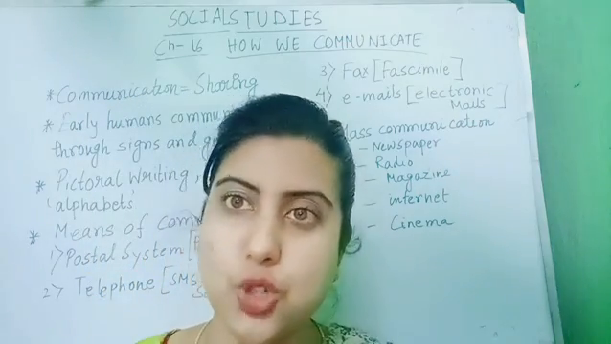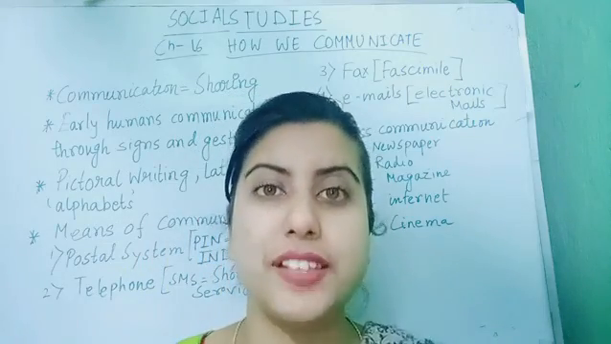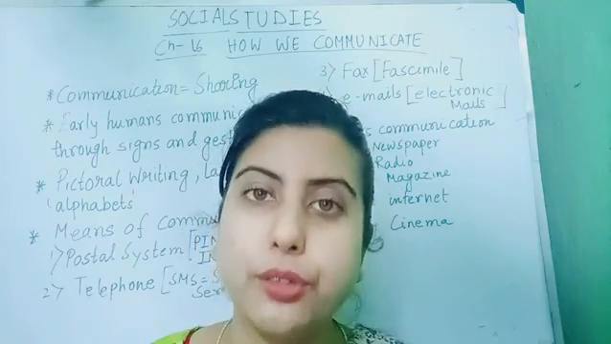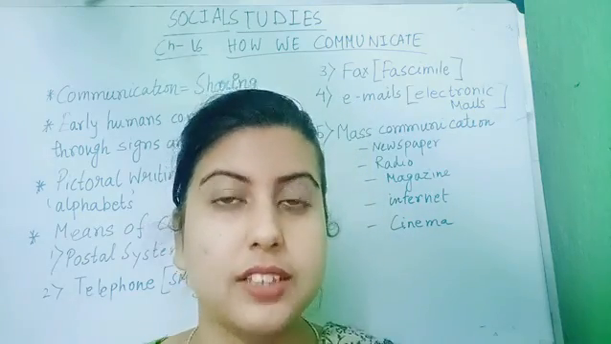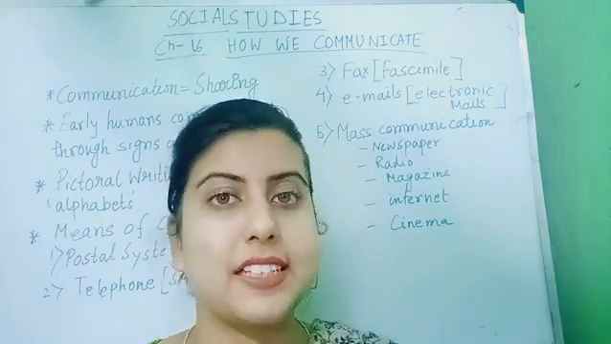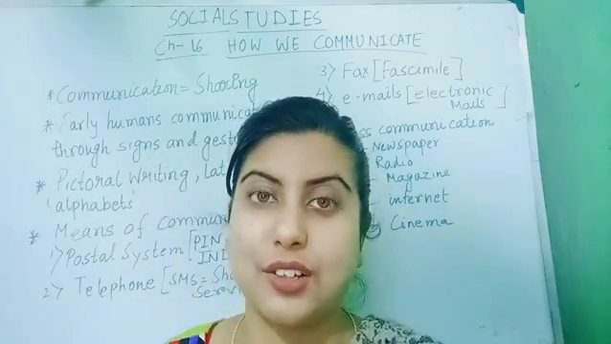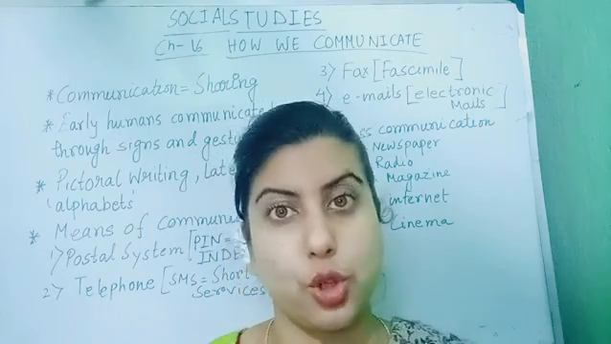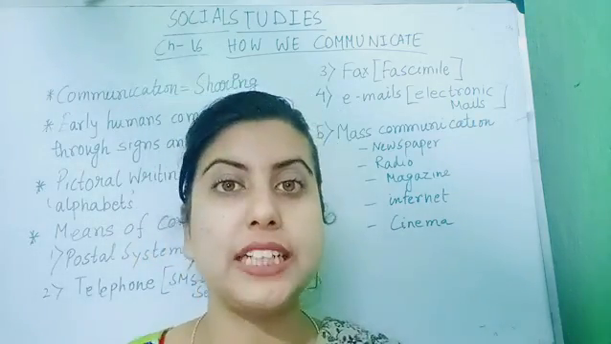Suppose you have a textual message to send over telephone. In that case, you need a facsimile machine or fax machine. If you send that message over phone, when it reaches the receiver end, it will get printed in a hard copy. So this is the fax. Through fax we can send written messages and also pictures through telephone. The next is mass communication.